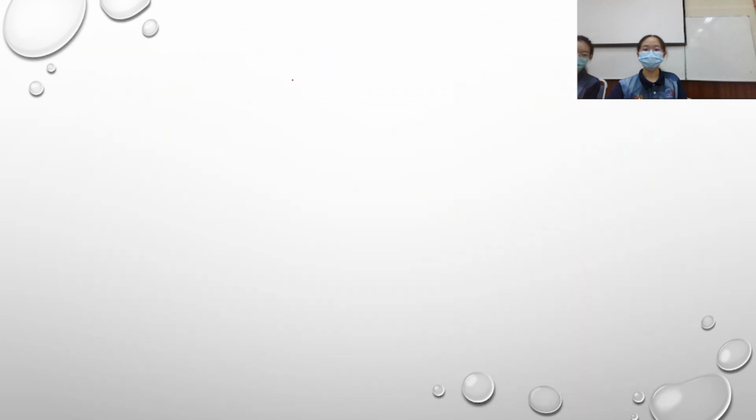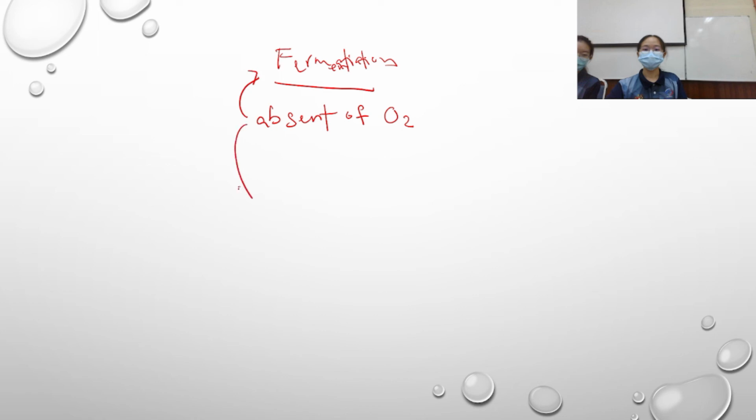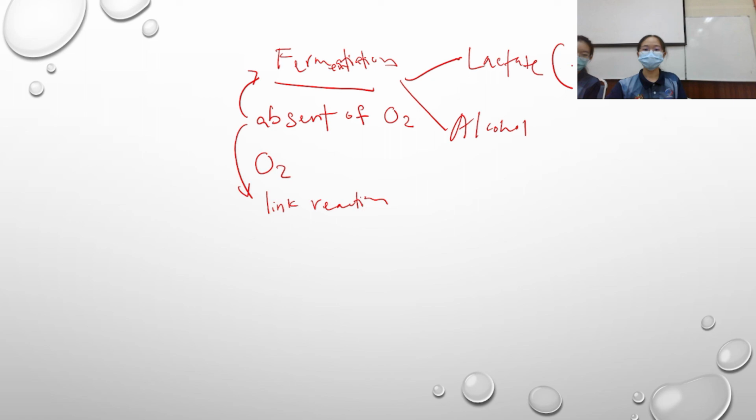Now we would like to talk about fermentation. So actually, what is fermentation? Fermentation occurs in the absence of oxygen. After glycolysis, if oxygen is absent, we will undergo fermentation, while if oxygen is available, we will undergo the link reaction. There are 2 types of fermentation, which are lactate fermentation and alcohol fermentation. Lactate fermentation occurs in animals, while alcohol fermentation occurs in plants or yeast.